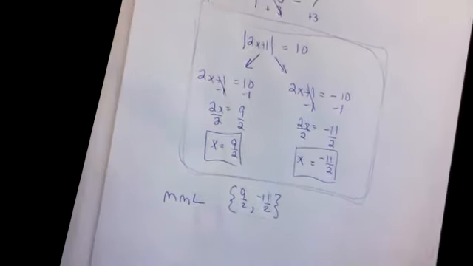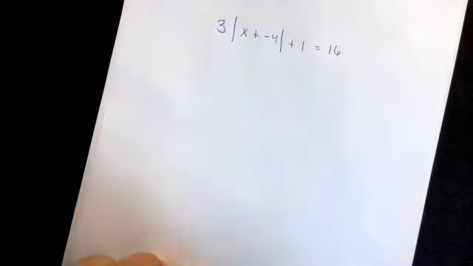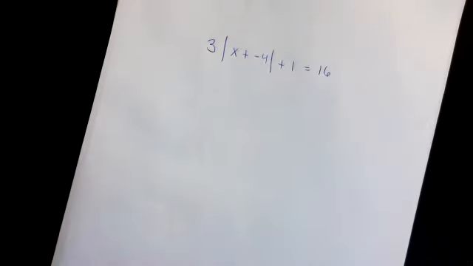Okay, I'll do another example. All right, so say we have 3 times the absolute value of x plus -4, plus 1 equals 16.